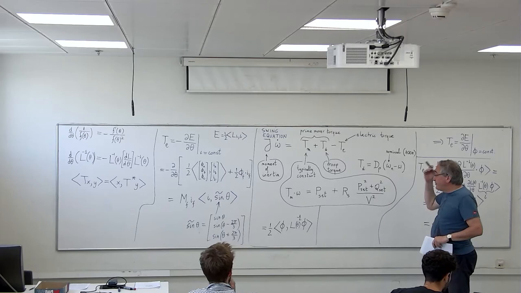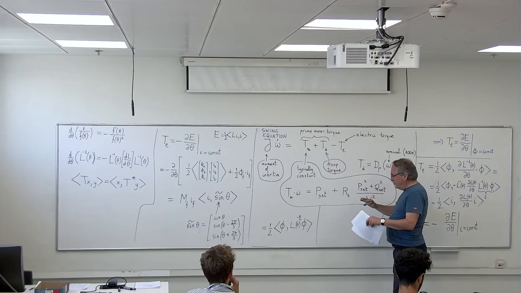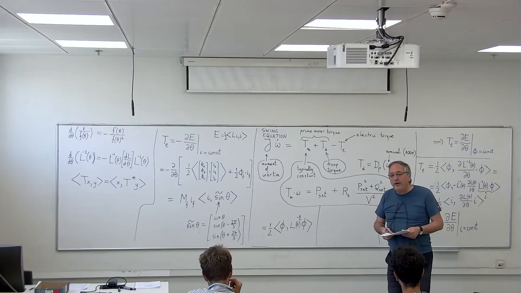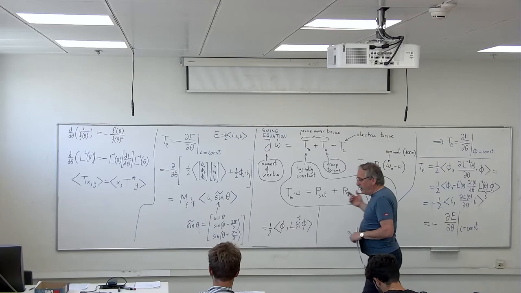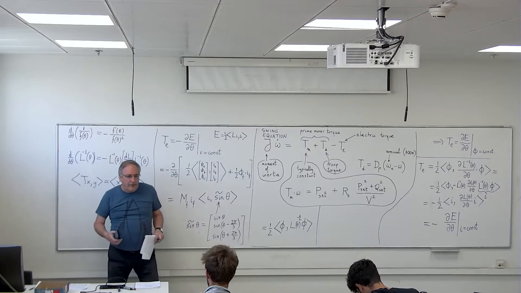Now, in order to advance, in order to remove the fog from this equation, I have to introduce something called the Park transformation. So this is a very useful tool. I'm sure that many of you already are familiar with this Park transformation. So where can I do this? Let's say here.